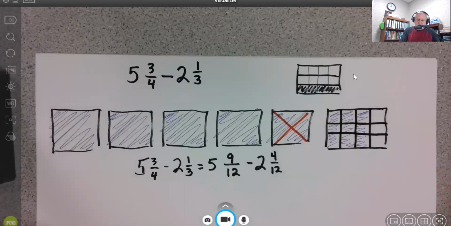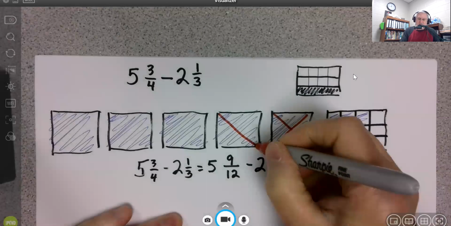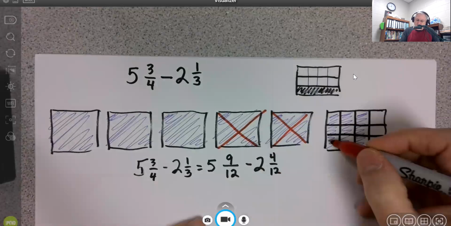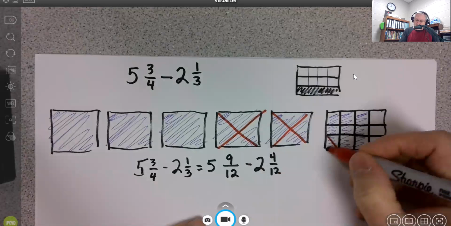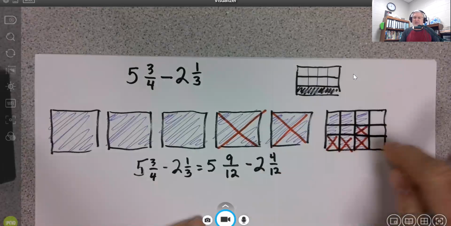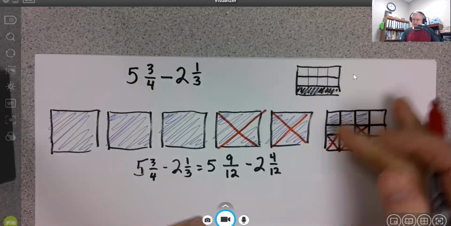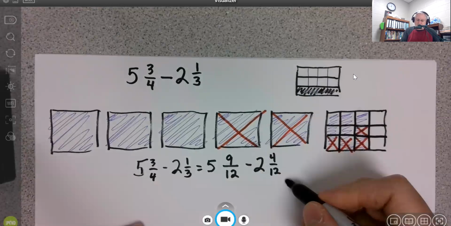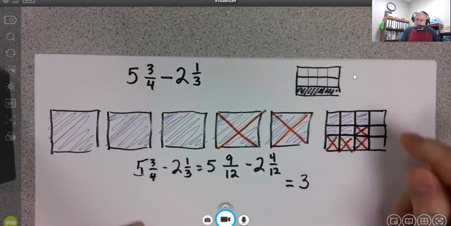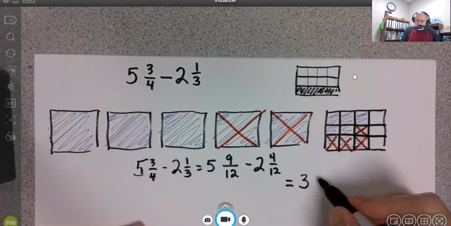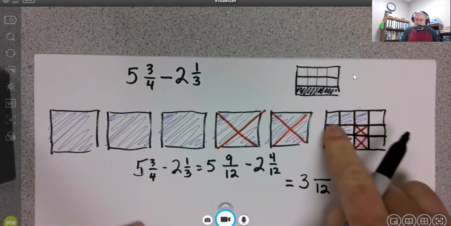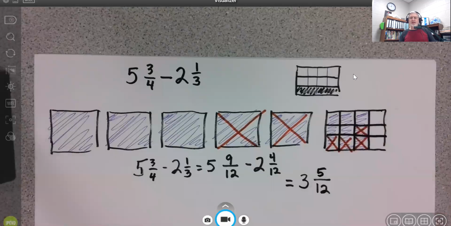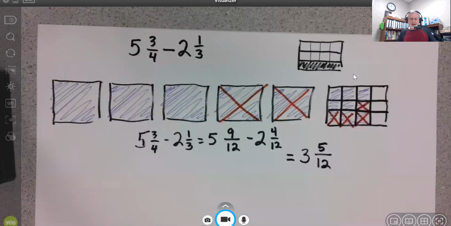Okay. So I go ahead and X out 2 wholes. And then I'm going to subtract 4 parts, or X out 4 parts. Does it matter which one I X out? No, because I'm just going to count the remaining ones. So my answer then is 1, 2, 3 wholes. And I know that there's 12 parts in the whole. And the remaining blue shaded pieces, 1, 2, 3, 4, 5, is what I have left over. So my answer then is 3 and 5/12.